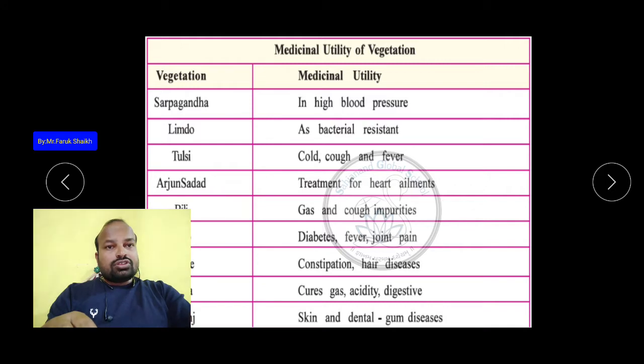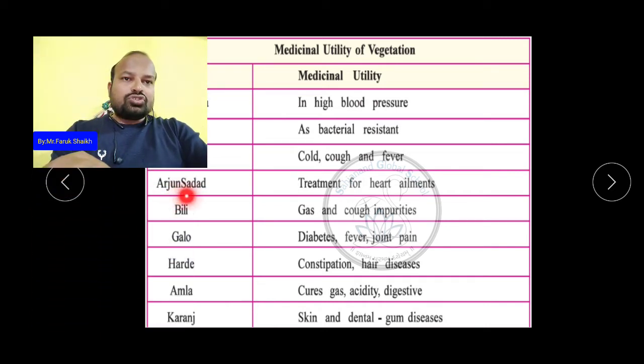Third is the tulsi. It is one of the most important, and there are also religious beliefs for the tulsi in the Hindu religion. So this tulsi is useful for cold, cough and fever. And also when you are feeling like vomiting, if you drink the kada or tulsi tea, it is very good for your health too.